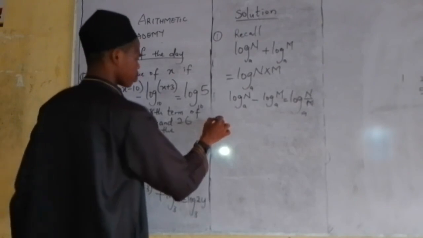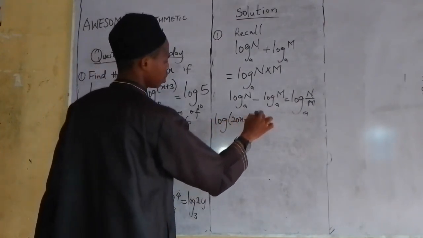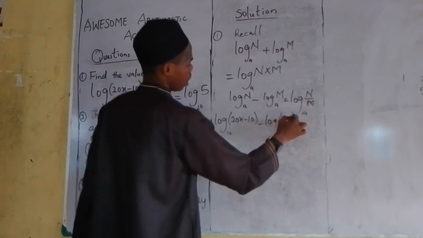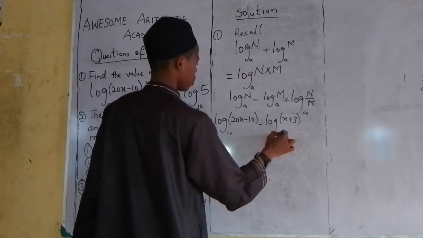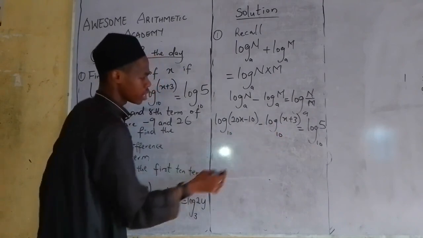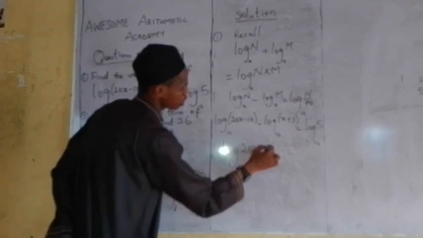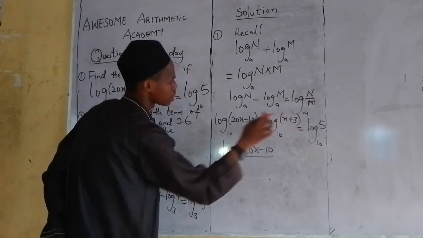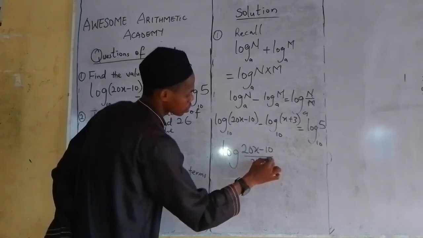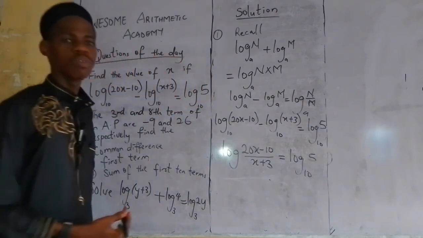This means that log(20x minus 10) in base 10 minus log(x plus 3) in base 10 equals log 5 in base 10. This left hand side now, I can rewrite it as log of (20x minus 10) divided by (x plus 3) equals log 5 in base 10. This is negative, and remember what we did here, we are going to divide. And this is now looking simple.